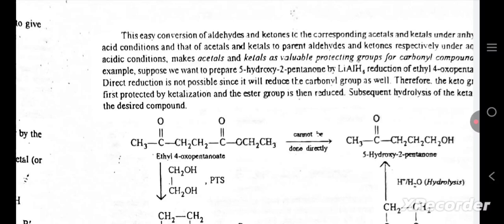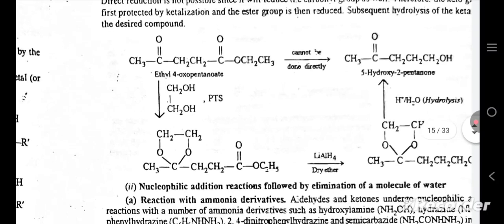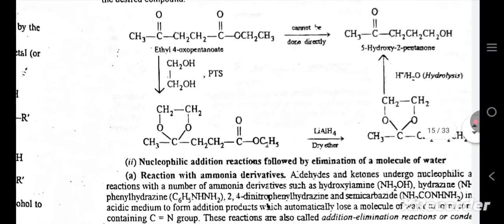for carbonyl compounds. Example: suppose we want to prepare 5-hydroxy 2-pentanone by LiAlH4 reduction of ethyl 4-oxopentanoate. Direct reduction is not possible since it will reduce the carbonyl group as well. Therefore, the keto group is first protected by ketalization and the ester is then reduced. Subsequent hydrolysis gives the desired compound.